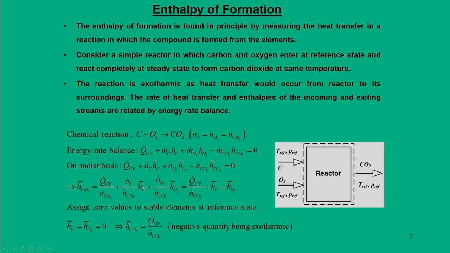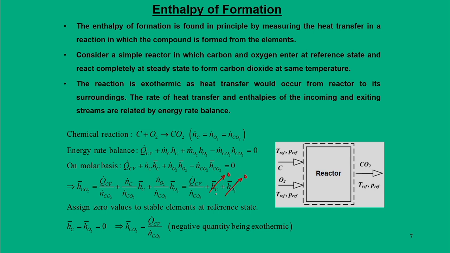Now, after solving these equations, we get a simplified form: h̄_CO2, that is the molar enthalpy of CO2, or the enthalpy of formation for CO2, is equal to Q̇_CV divided by ṅ_CO2 plus h̄_C plus h̄_O2. Now, while calculating the enthalpy of formation for carbon dioxide, we have to assign these two enthalpies as zero values.